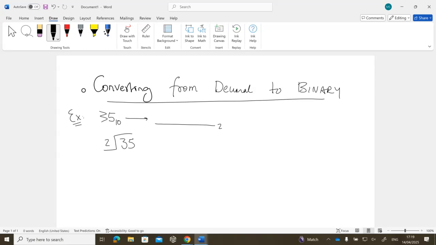2 times what takes you closest to 35? 2 times 18 is 36, so 17. 2 times 17 is 34, right? And the remainder is 1. Whatever remainder you get, that becomes your last digit.